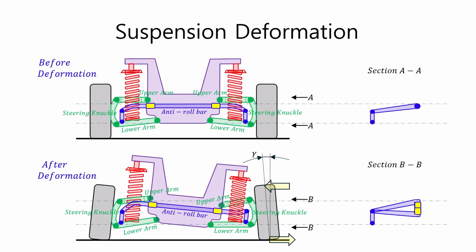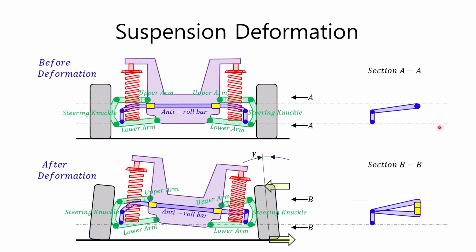Here is a picture of how the roll of the sprung mass in a double A-arm suspension moves the suspension components, including the anti-roll bar. The upper picture is before the sprung mass rolls, and the lower picture is after the sprung mass rolls. The picture on the right is a side view of the anti-roll bar.